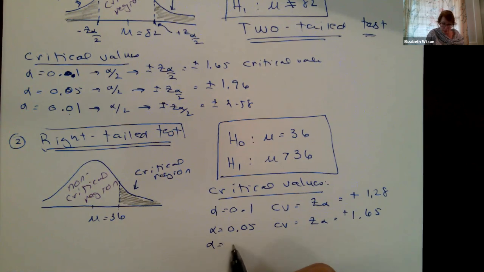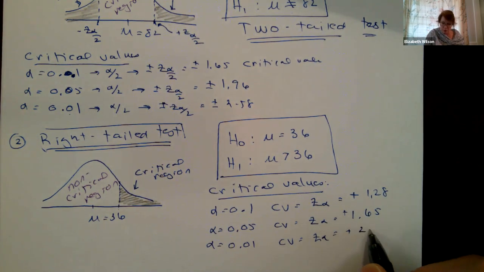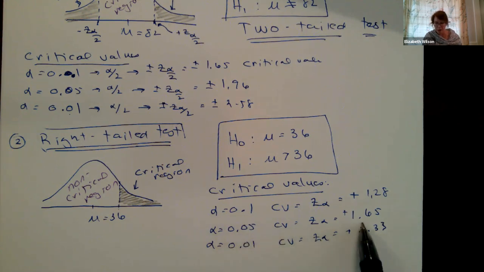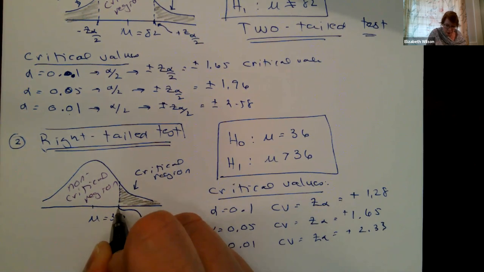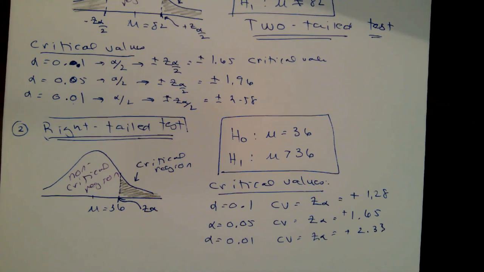Or my alpha is equal to 0.01. My critical value is z alpha, which is positive 2.33. You don't have to worry, you don't have to memorize these. These are from the table. Okay, I looked up where my probability is equal to 0.05, and I found the z value associated with that. I only want the positive one because we're talking about the right-hand part of it. So this spot right here is my z alpha. So it's not z alpha divided by 2.